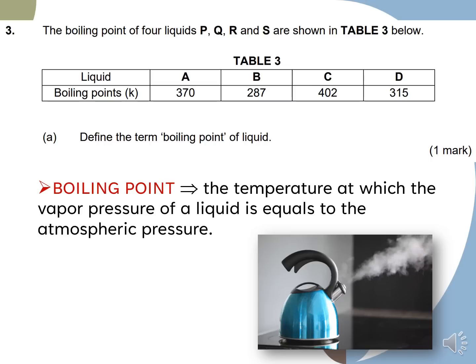Now, for question 3, let's change the unknowns into A, B, C, and D, for which we gave you boiling points in Kelvin. What is the definition of boiling point? Boiling point is the temperature at which the vapor pressure of a liquid is equal to the atmospheric pressure. We want you to give this exact definition.